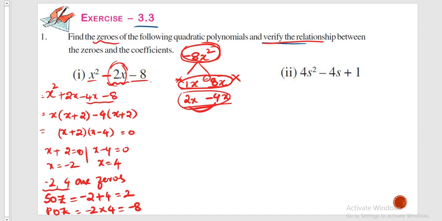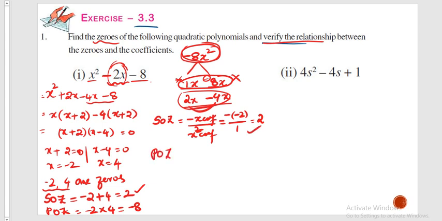Now next, verifying the relation. So how to verify the relation? So already we know the formula for sum of zeros. Sum of zeros is given by minus x coefficient by x square coefficient, right? So what is the formula? Minus of, what is x coefficient here? The x coefficient is minus 2, divided by x square coefficient, which is 1. So minus of minus 2 is nothing but plus 2. So sum of zeros, here we got 2, here also we got 2.